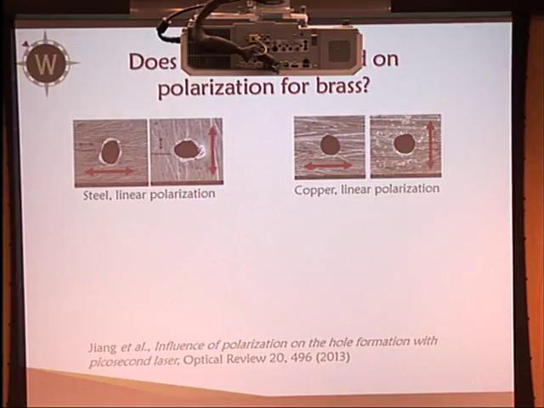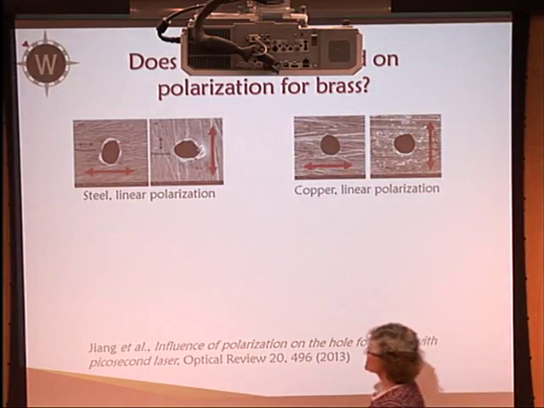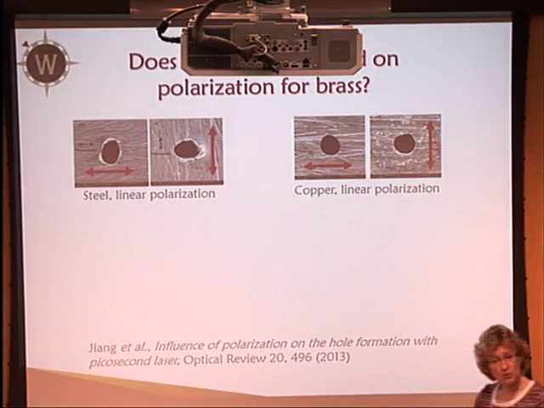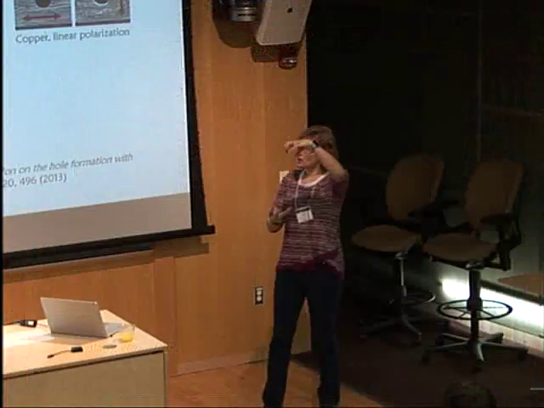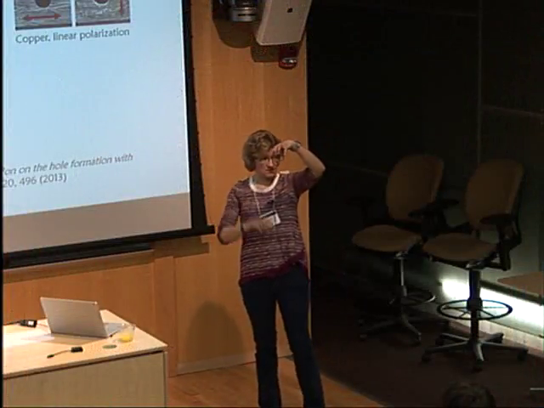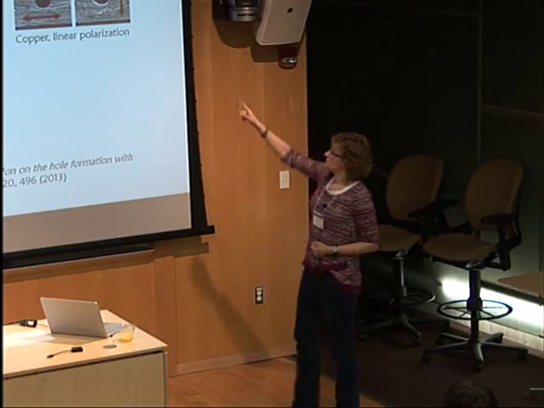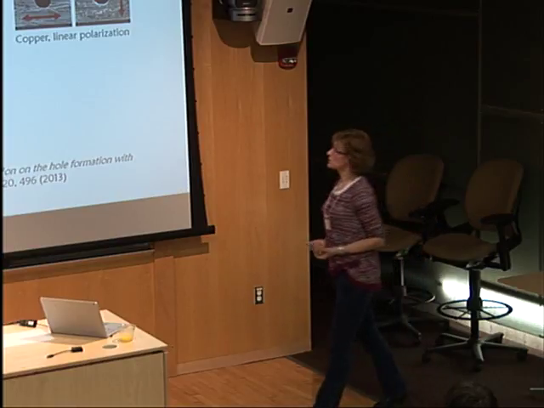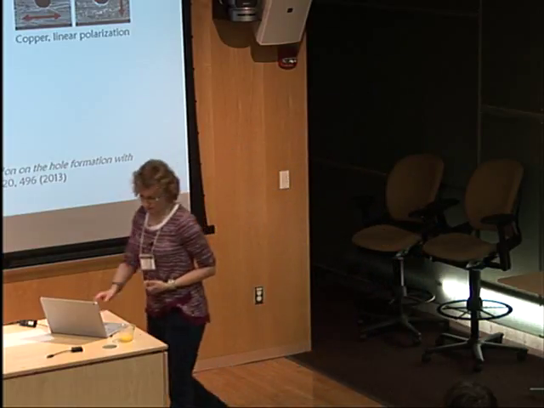And there's been a 2013 paper where they looked at steel and copper and changed the polarization of this laser. And they used different linear polarizations, the horizontal and the vertical one. And in the case of steel, what you see is that the hole that is drilled by the laser is pretty elongated, and the long axis is always perpendicular to the laser polarization. But if you look at copper, that's not the case. Copper is nice and round all the way, independent of polarization.